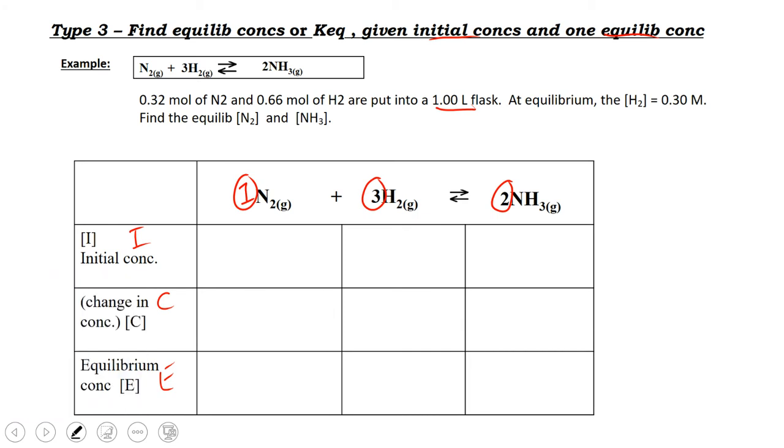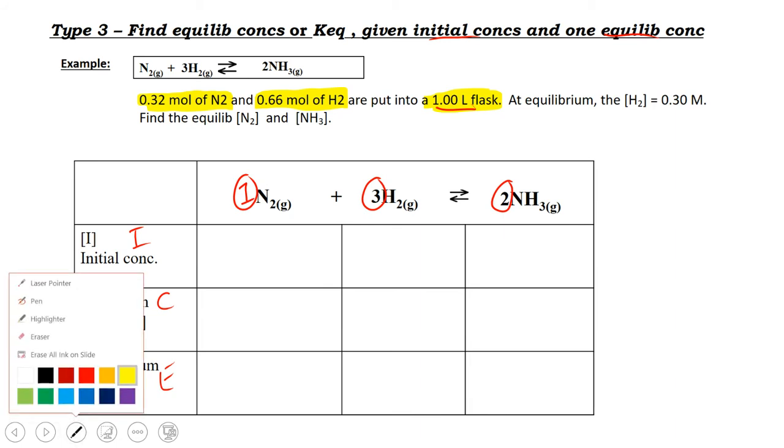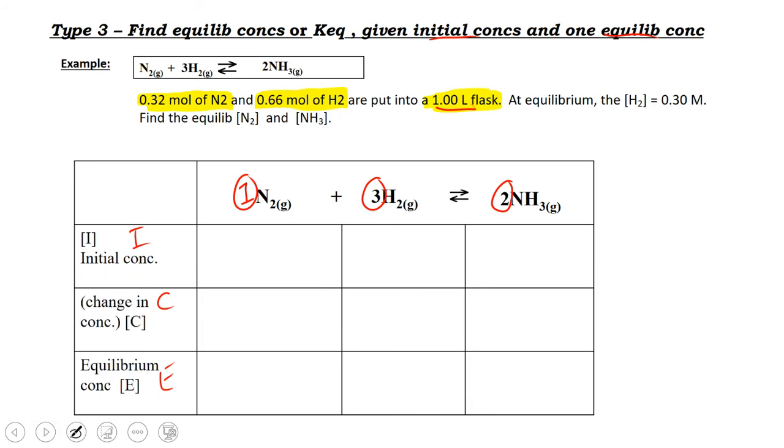They told us that 0.32 moles of N2 and 0.66 moles of H2, the hydrogen, are put in a 1 liter flask. So they didn't give me concentrations, but they made it pretty easy on me. They did tell me that I'm in a 1 liter flask. So you can do the calculation if you really need. It's pretty straightforward. 0.32 moles divided by 1 liter is just 0.32 moles per liter. That's what we start with, what's put into the flask at the beginning. So 0.32 molar is what I start with for nitrogen.